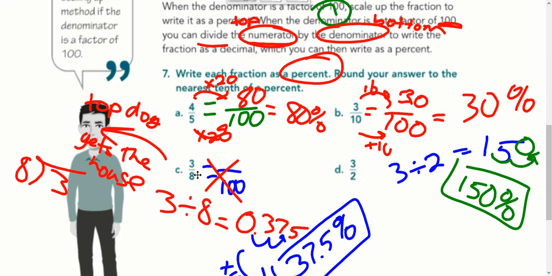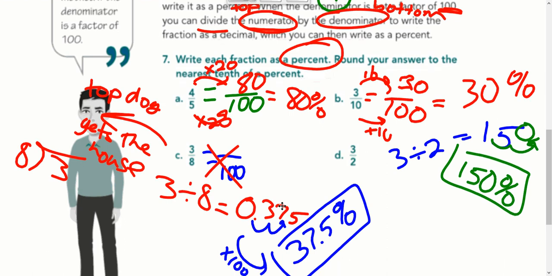But on this one, 8 times something doesn't really get me to 100. So I need to do this step. When the denominator is not a factor of 100, you can divide the numerator, the top number, by the denominator, the bottom. So we can divide 3 divided by 8 and get 0.375, which is a decimal, and then I need to change that into a percent, so 37.5%. Okay, same with this one. 3 divided by 2 would be 1.5. Move it over 2 places, it would be 150%.